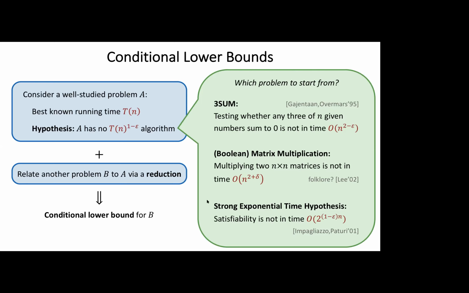What I will be focused on in this talk is the strong exponential time hypothesis, namely, the hypothesis that satisfiability is not in sub-exponential time, or more precisely, not in time 2 to the 1 minus epsilon n. This was posed in 2001. It was not until 2013 that you had lower bounds for polynomial time problems based on the strong exponential time hypothesis. So at least inside P, this is a very recent hypothesis, and this is what I will be talking about today. I'm sure that most of you are familiar with the lower bounds based on 3SUM and matrix multiplication. We'll focus here on this strong exponential time hypothesis, which is much more recent.